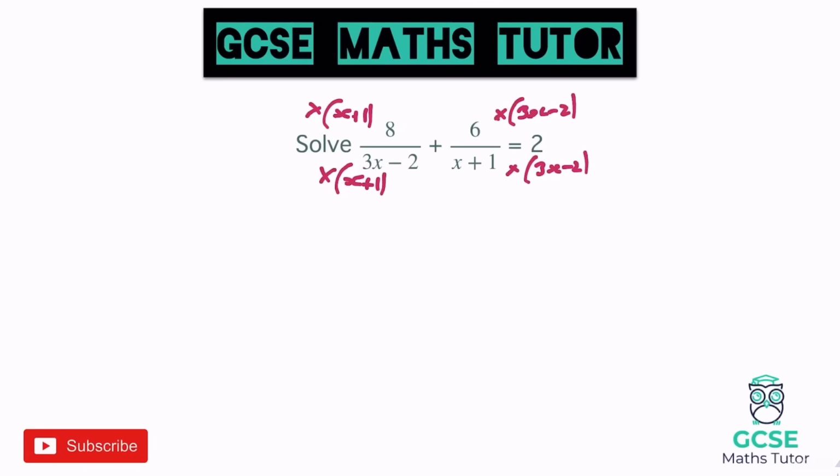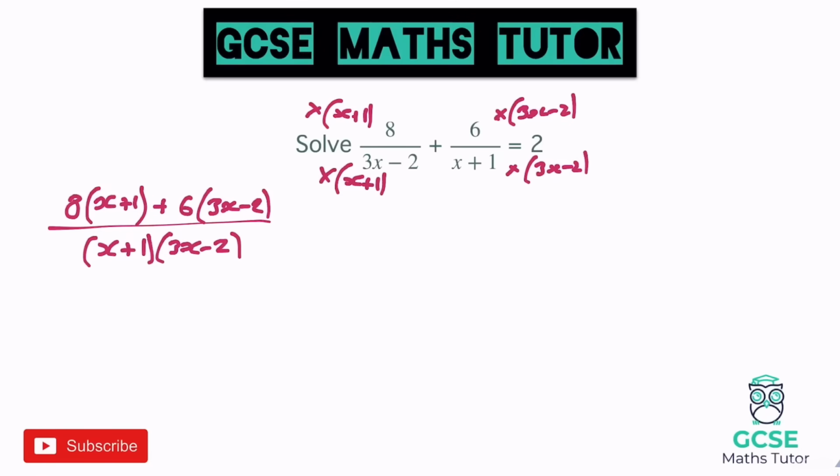So on the top there we get 8 lots of x plus 1, and we're going to add to that 6 lots of 3x minus 2. Now because I'm going to get a common denominator here, I'm just going to write that all over my double bracket, which is x plus 1 and 3x minus 2.